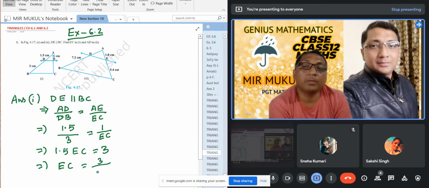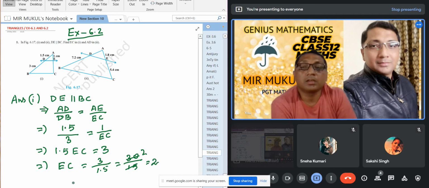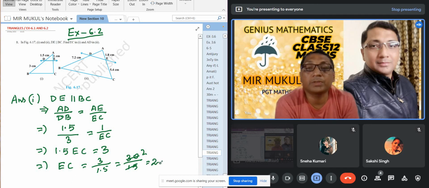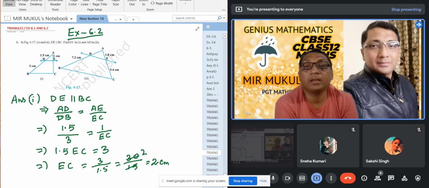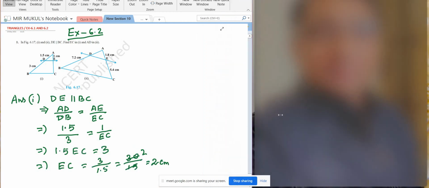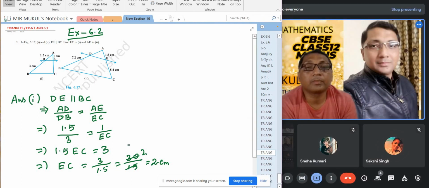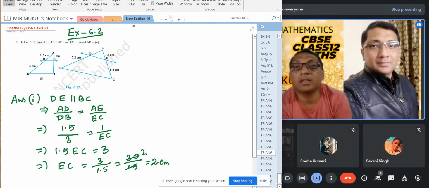So EC equals 3 divided by 1.5. Now if we remove the point, then we have to put a 0 here. So 30 divided by 15. 15 twos are 30. So EC equals 2 centimeter. Right? So understood? Yes, sir. Okay. Now it's the second answer.